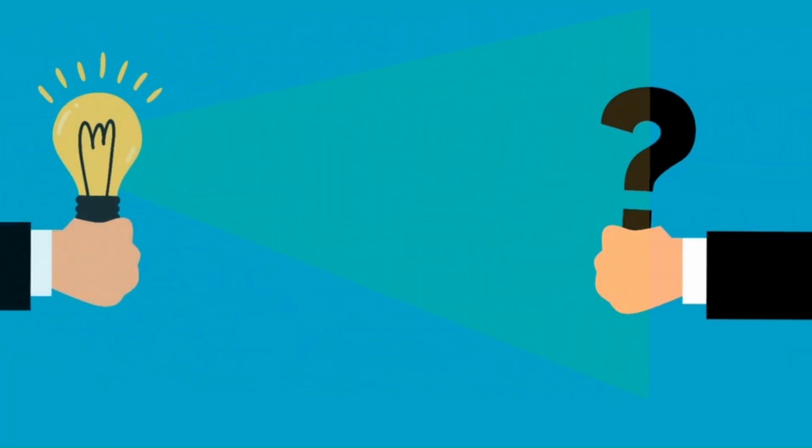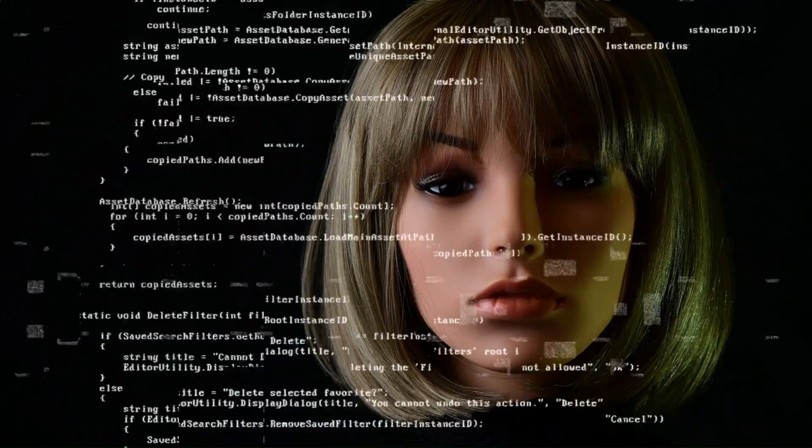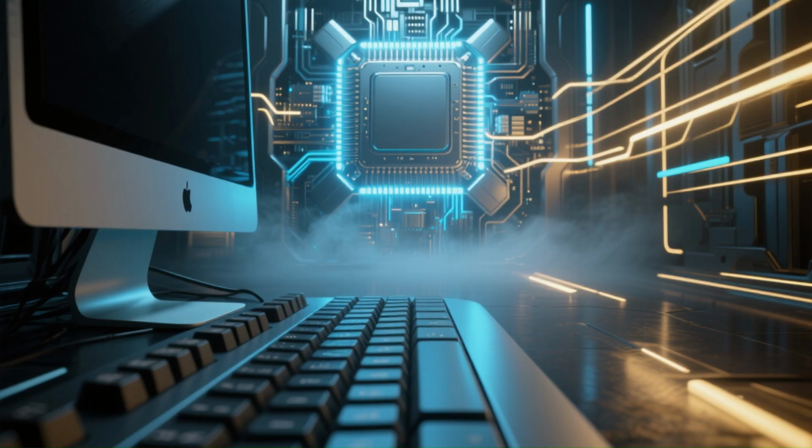Today we're answering a question that seems simple but is at the very heart of computing. How does a computer actually run a program? We're going to follow a single line of code, x equals 5 plus 3, on a journey from your keyboard all the way down to the microscopic transistors inside your CPU.